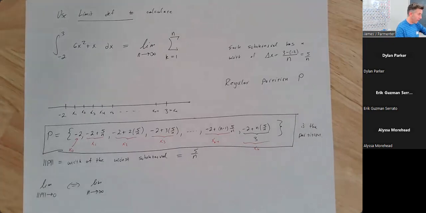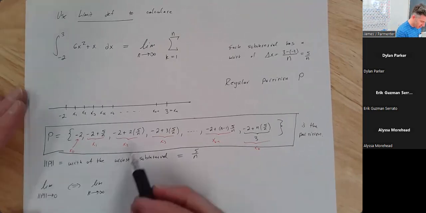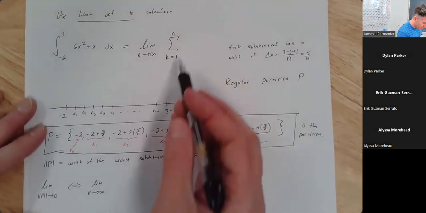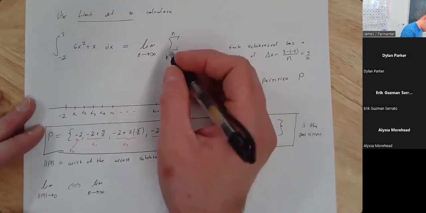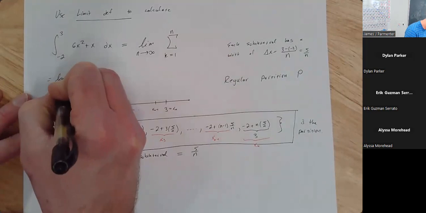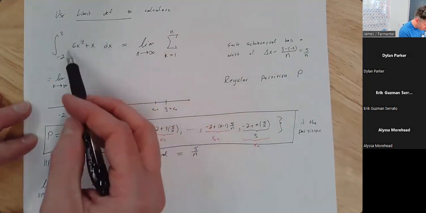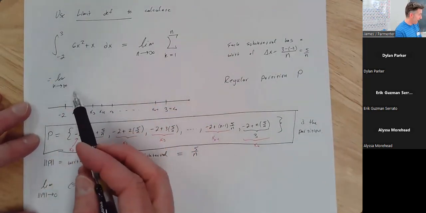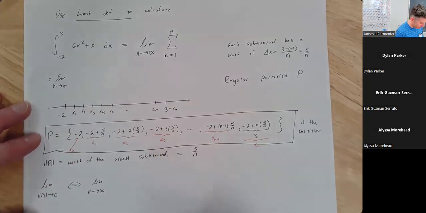I mean, it's good you're asking, but most of the time we're just going to use a regular partition. We're going to use right endpoints because it works and it's the easiest way of doing it. So if we go back here, we were writing this out. It's going to be the limit as n goes to infinity of, we're just taking our function and plugging in our x sub k, our right endpoint.